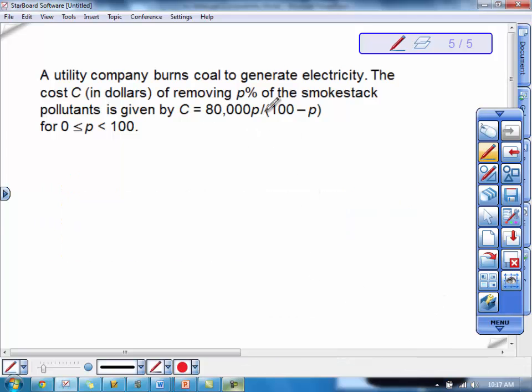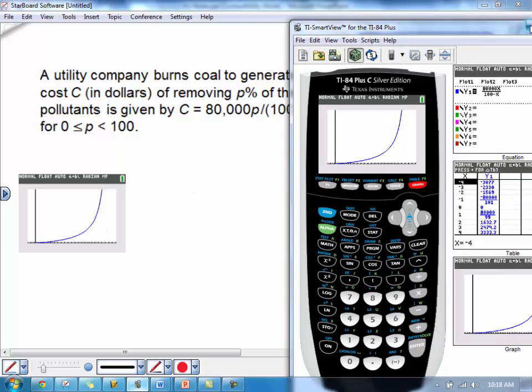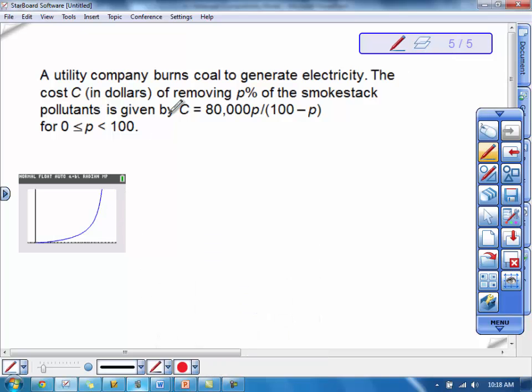All right, so if you look at this rational function right here, we can graph it to get a better look at it. I graphed it here. It does have an asymptote, and that asymptote is obviously at 100 because we can't have anything bigger. The vertical asymptotes occur at zeros in the denominator, and the zero in the denominator is 100. So as the percentage approaches 100, the cost goes up exponentially.